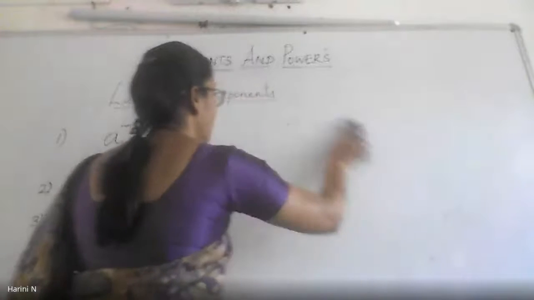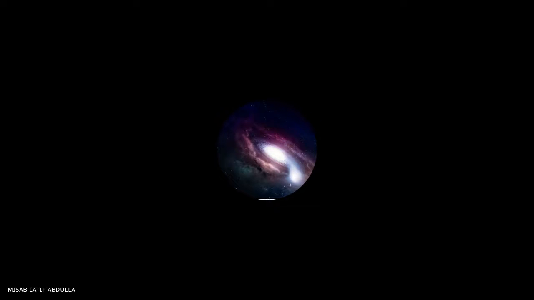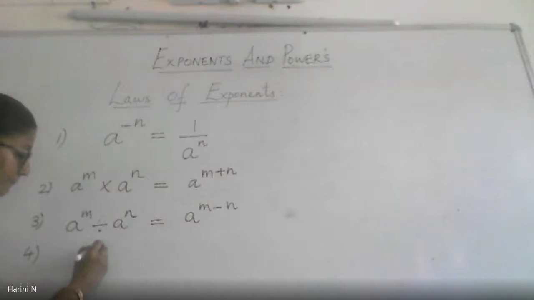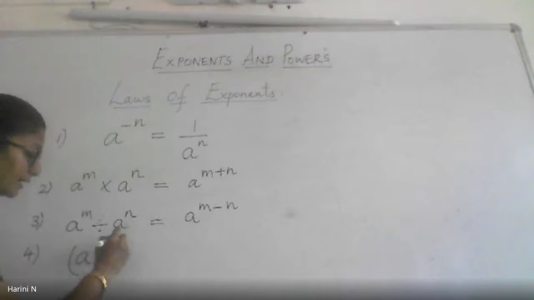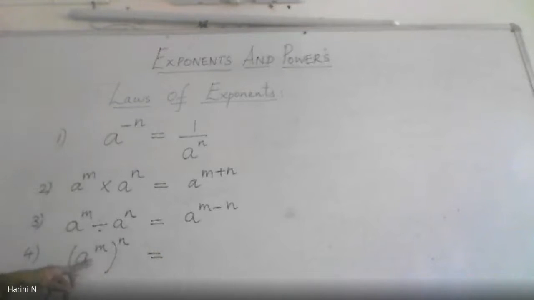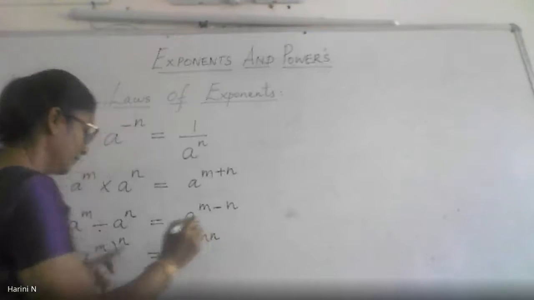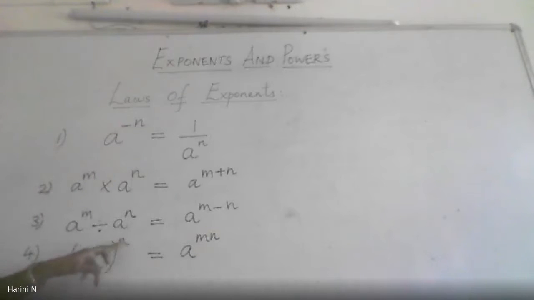Then the next law. Can you explain the first law once again? This is called the power of powers. Fourth law: a to the power m raised to the power n. Power of a power. You are taking a to the power m to the power n. So this will be shortened as a to the power m n. That means you need to multiply the two exponents.